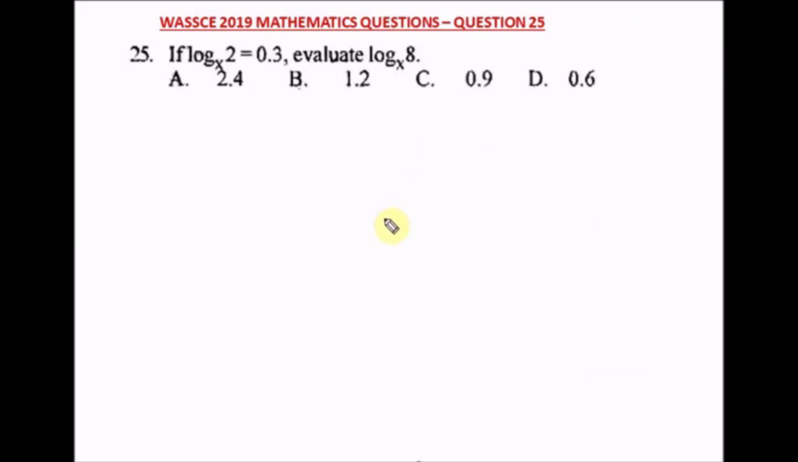Question 25 of the WAEC 2019 Mathematics Past Question. It says, if log 2 base x is equal to 0.3, evaluate log 8 base x. All right?